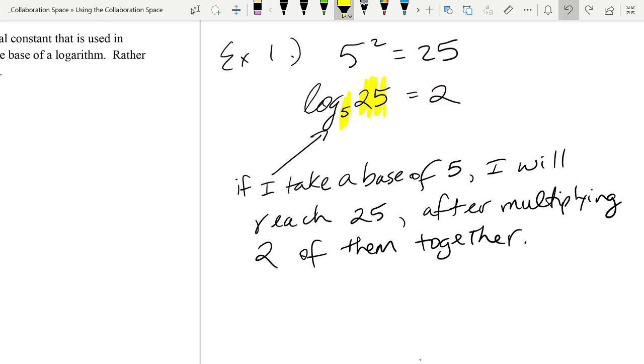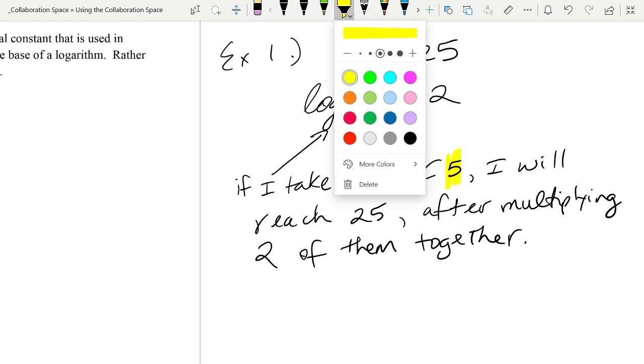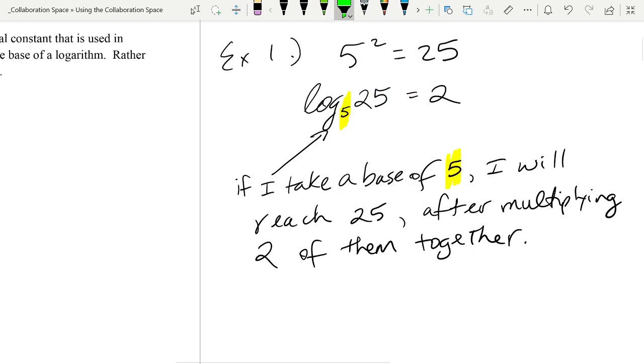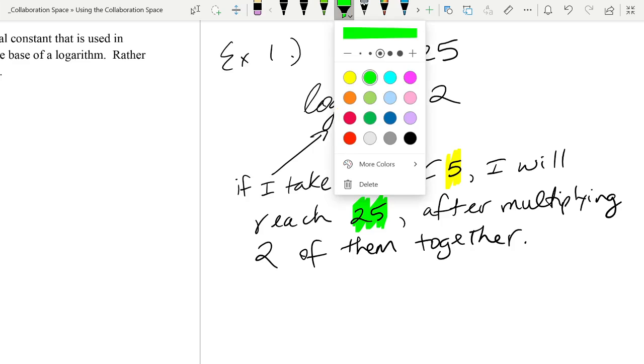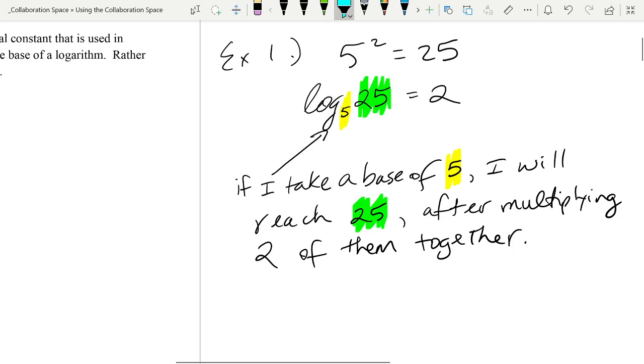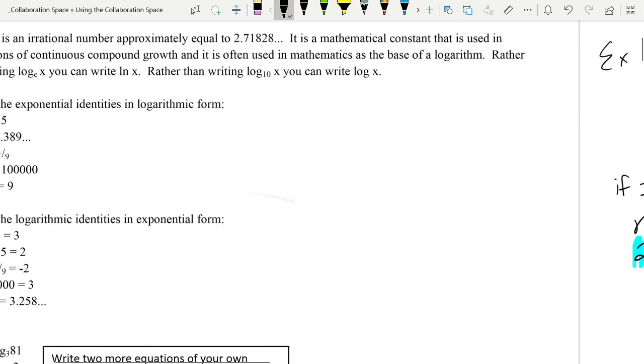Here, let's color code that. 5, 25, 2. There. Isn't that fancy? So there's example 1. That's what it means to do a logarithm. Okay, let's pick another one.